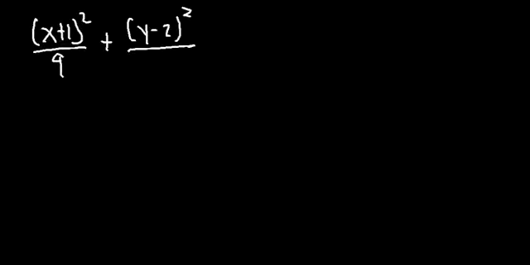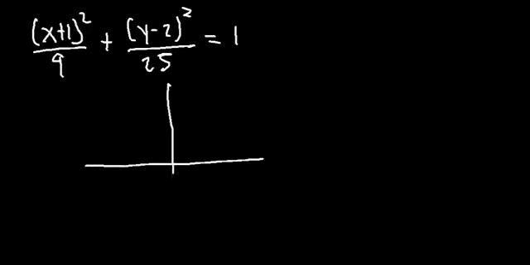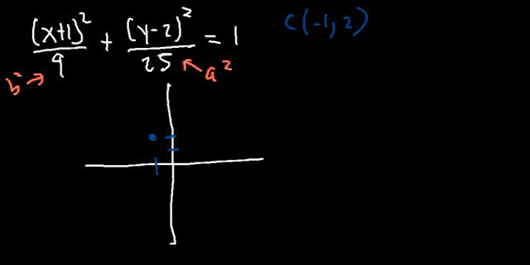Let's say we have (x plus 1) squared over 9 plus (y minus 2) squared over 25, and let's say that's equal to 1. So first let's find the center. It's -1, comma 2, which is right here. And a squared, actually that's a b squared. B squared is the smaller of the two. B squared is 9, a squared is 25, since 25 is larger than 9. So that means a is 5 and b is 3.